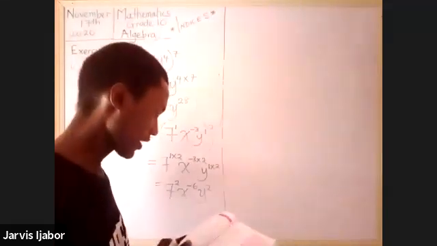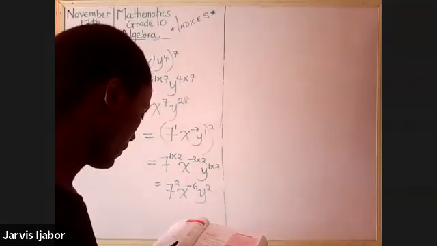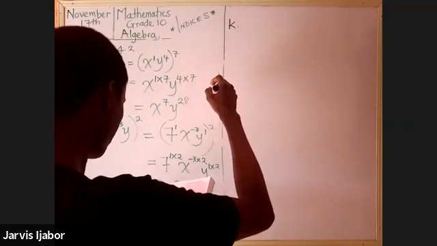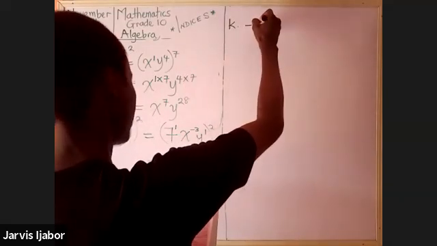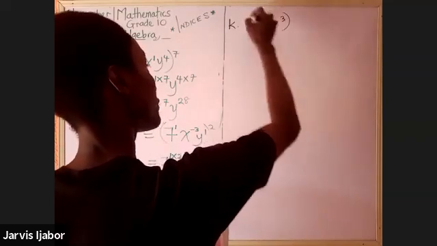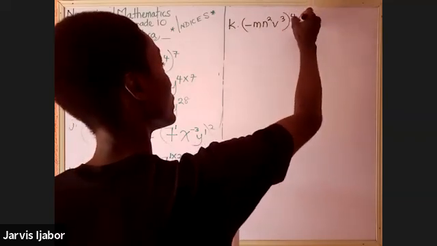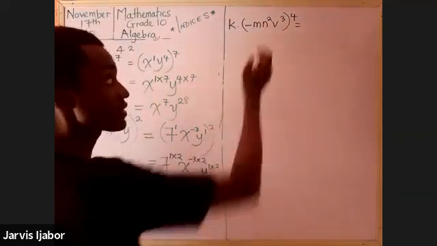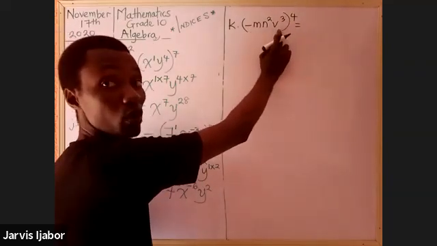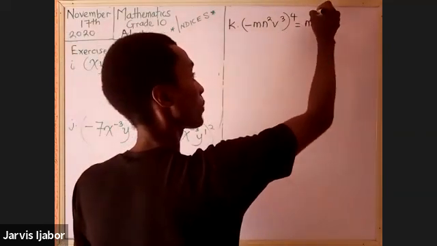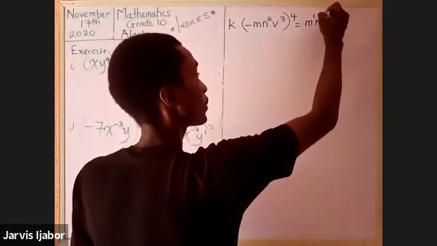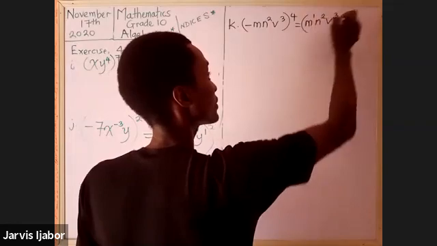Okay, so we go to the next problem, and that will be question K. In question K, what do you have? You have negative m squared v cubed, everything raised to the power of 4. So the first thing you need to deal with now is this negative. The power is even, so it will make this term positive. So this will be m to the power of 1, because m on its own is m once, n squared, b to the power of 3, everything raised to the power of 4.